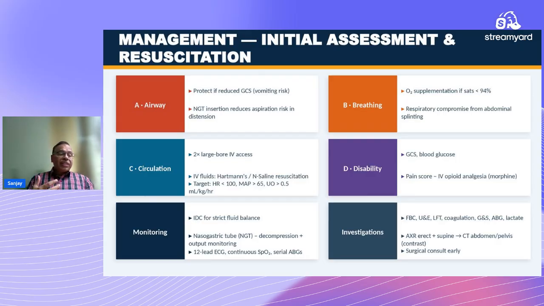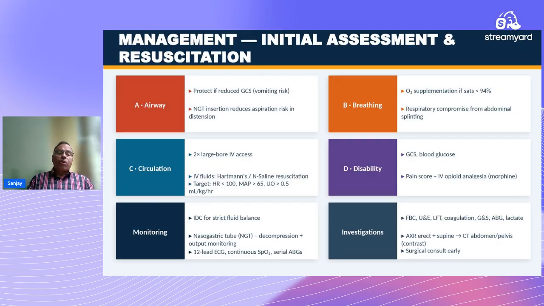When the patient is stable enough to go to the radiology suite, do an erect abdominal X-ray. If the patient is unable to stand, then do a supine X-ray in a left lateral decubitus position. CT abdomen and pelvis with IV contrast should be done only when the patient is stable enough. And based on your findings, do immediate definitive management.